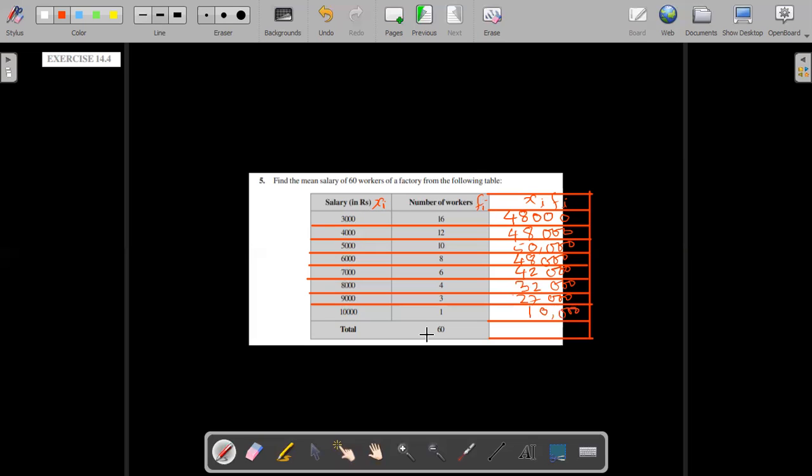You have to add all these values. 48,000 is coming 3 times, so add 48,000 three times. Then add 50,000, then 42,000, then 32,000, then 27,000, and then 10,000.